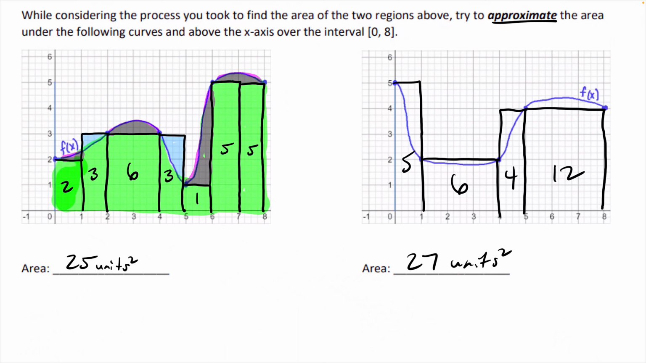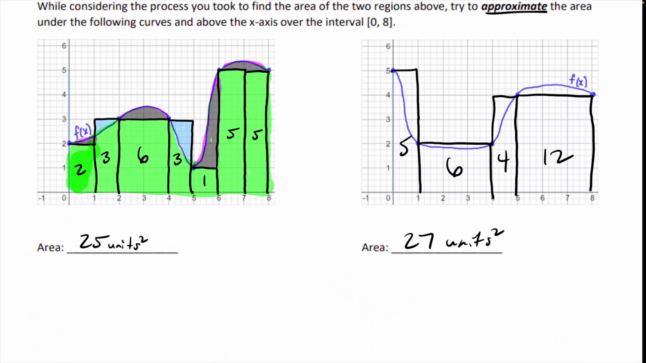Now, is that the only right answer? No. Some might have 26, some might have 25, some might have 28, 29, 30. It's an approximation, it's close, right? So that's essentially what Riemann sums is, right?